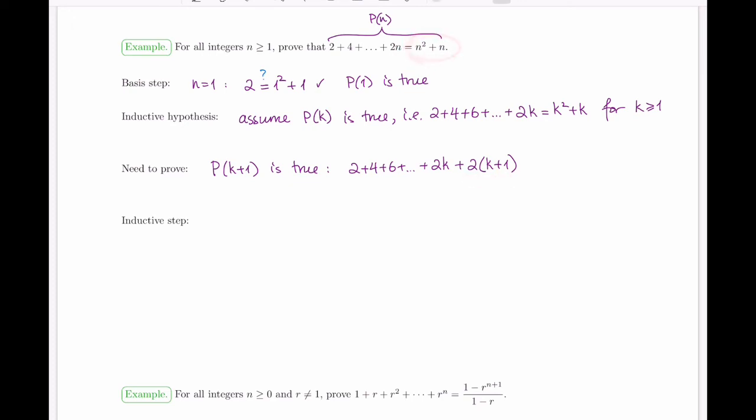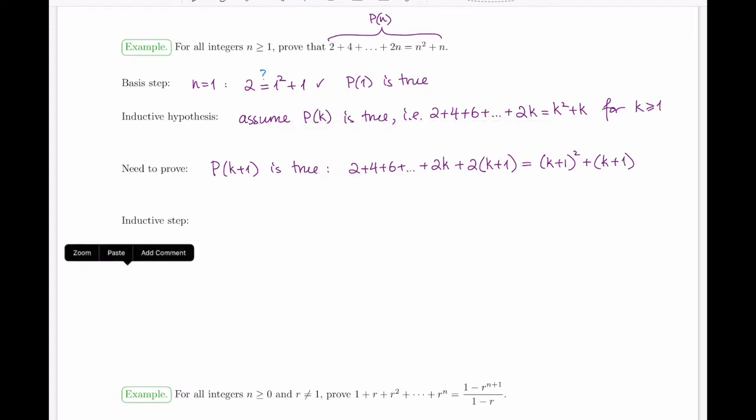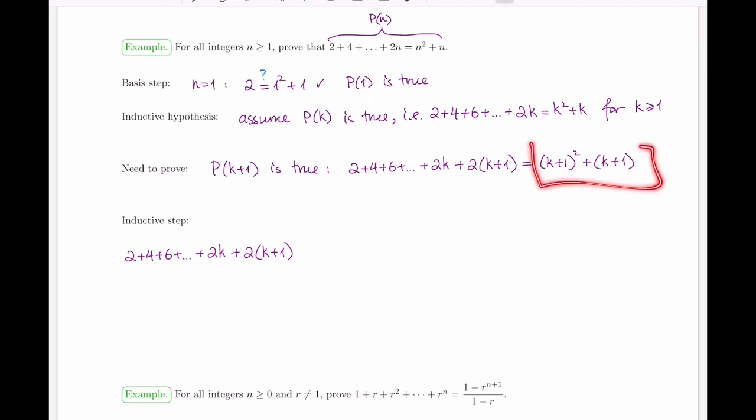And on the right-hand side, replacing n with k plus 1, I'm going to have (k plus 1) squared plus (k plus 1). So this is what I am trying to prove here. And that is where my inductive step will be going through the proof. So I'm going to start with the left-hand side, and I'm just going to copy it over. What I'm trying to show is that the left-hand side is equal to the right-hand side by various ways to simplify or apply the inductive hypothesis to it.